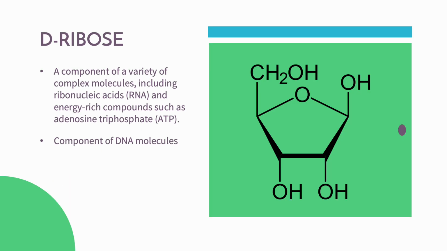Another biochemically important monosaccharide is D-ribose. It is a component of a variety of complex molecules which include our RNAs and DNAs and also the energy-rich compound such as ATP, or adenosine triphosphate.